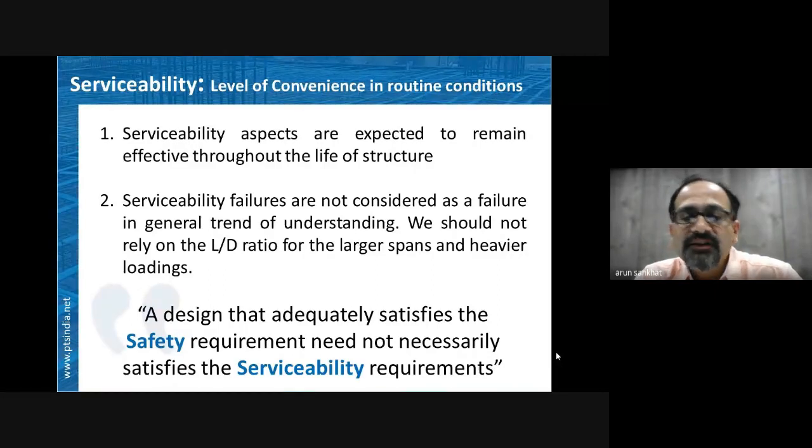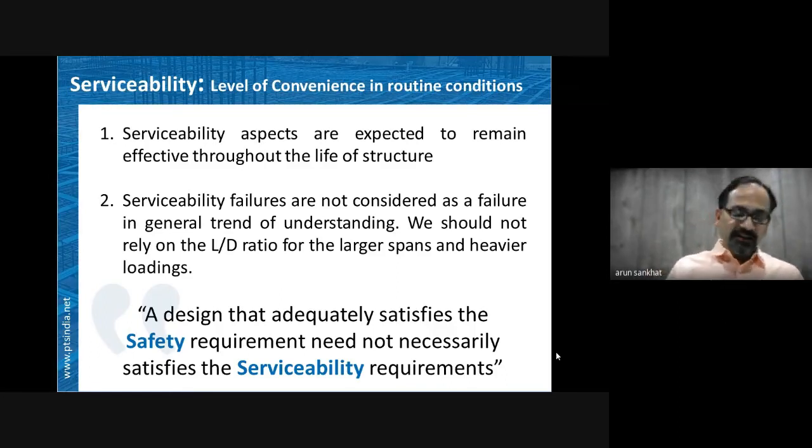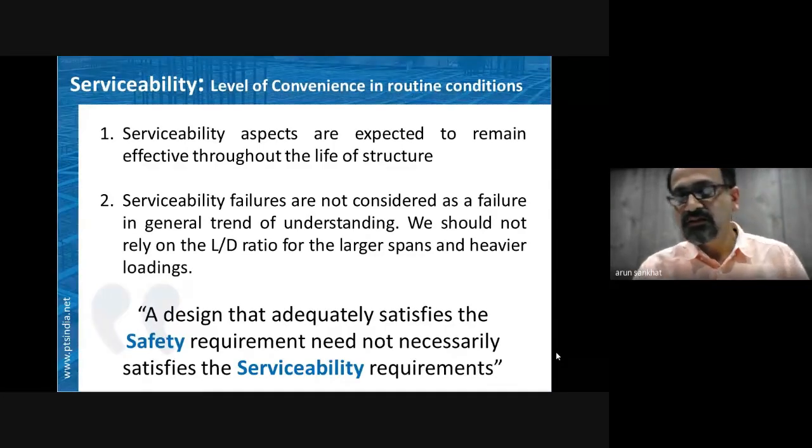Whereas in case of safety requirements, we like the structure or components to deform and fail in a ductile manner, so that the deformation is noticeable. In serviceability, it should not be noticeable. In safety, it should be noticeable. So this is how safety and serviceability are entirely different aspects of design, and one should give attention to those parameters.